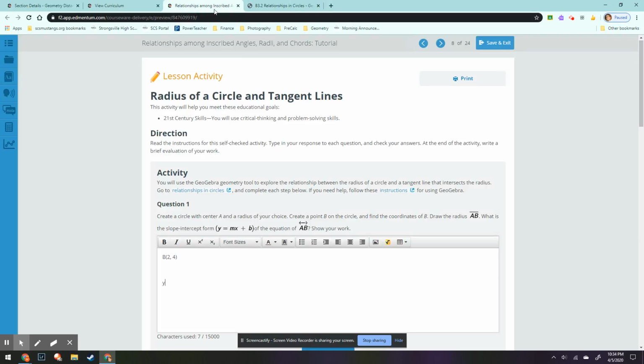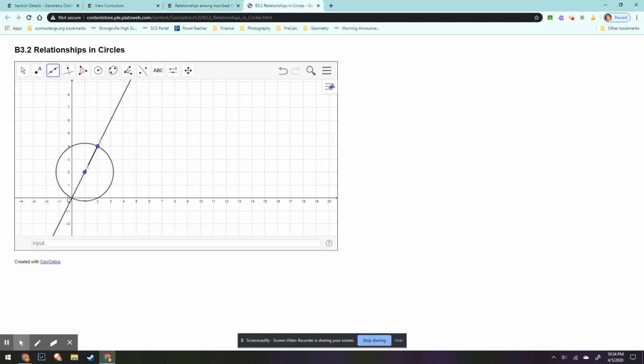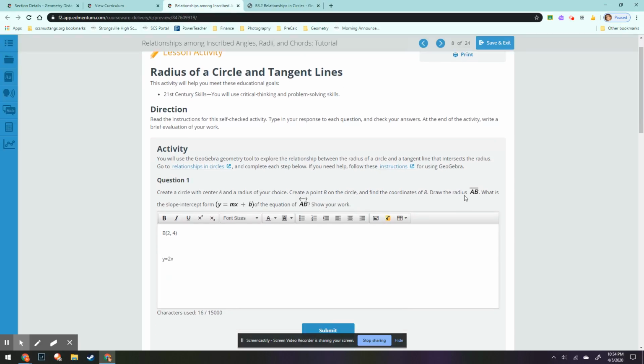So you could say that the equation is y equals 2x plus 0, but hey, do we really need to put the plus 0? No. So I would just say y equals 2x, and then that's the equation for line AB. Okay? And so that's question 1.